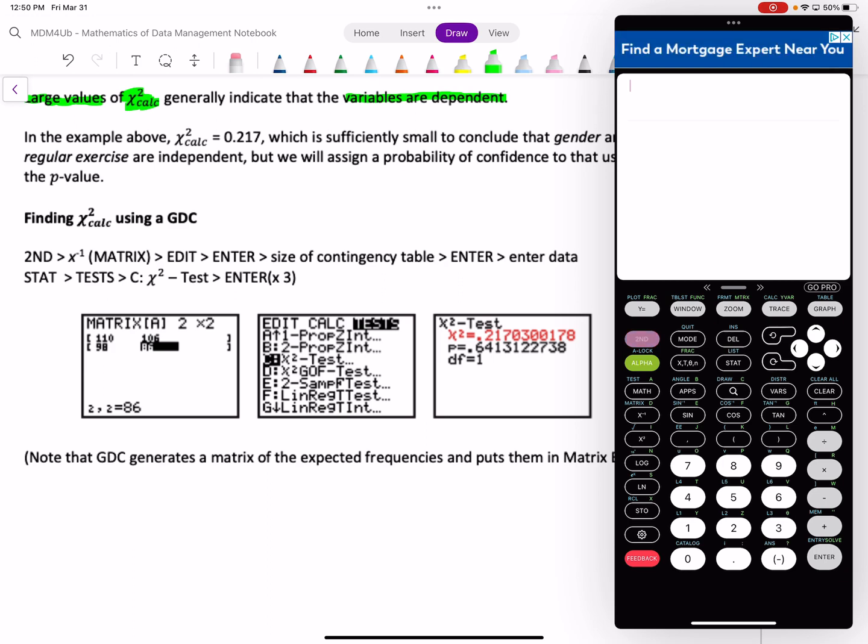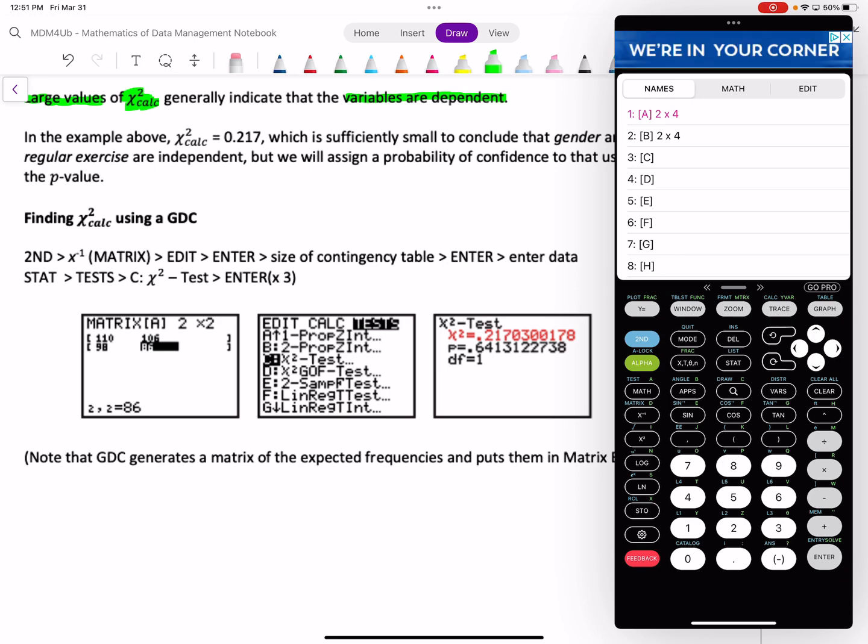If you go second function, which is the x to the negative 1, you should see matrix is below the math button. So I go second function, this one. What's the other one above Zoom? MTRX. Maybe you can get into it from there as well. That's a good question. If you press the green one and then that. Not the same. No.